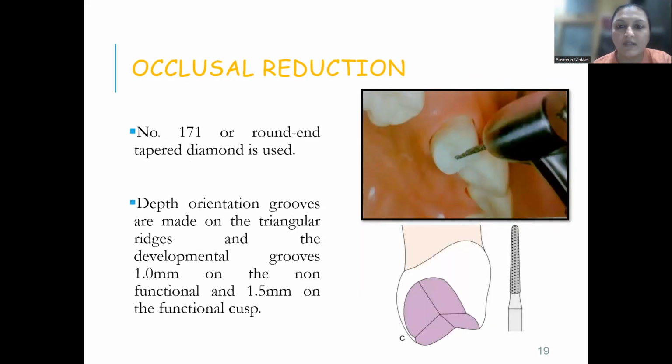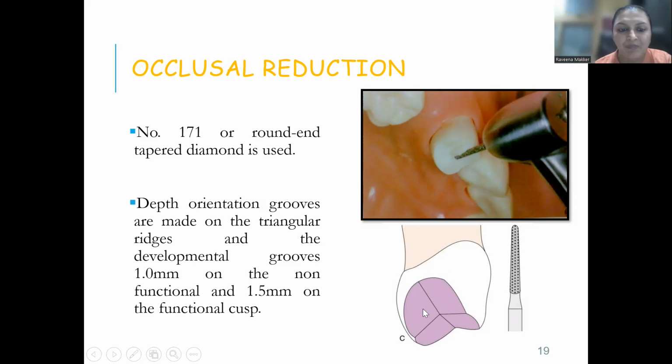And the first step is the occlusal reduction. Number 171 or round end tapered diamond is used. Depth orientation grooves are made on the triangular ridges and the developmental grooves, 1 mm on the non-functional and 1.5 mm on the functional cusp.